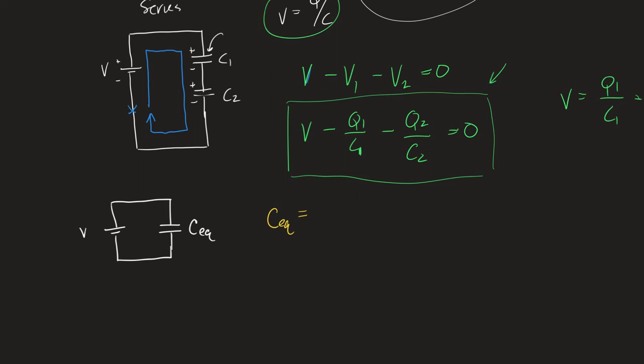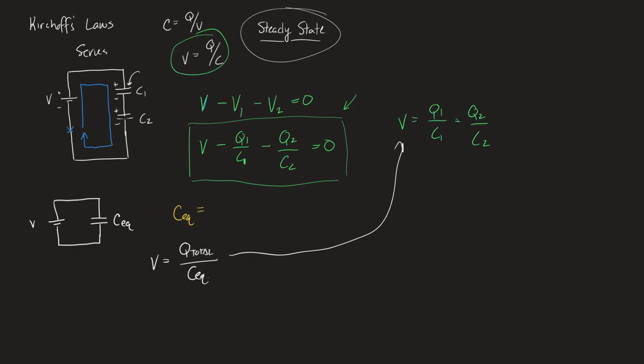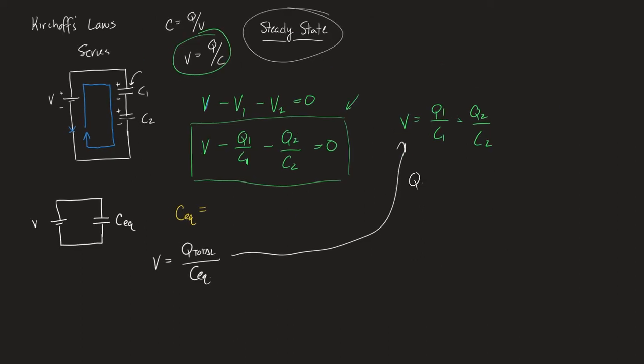Now, the first thing that might not be obvious is, again, whatever this equivalent capacitance is, we know that the voltage would have to be Q total divided by C equivalent. That would have to be true. So in a similar substitution from before, I could write this as Q total over C equivalent equals Q1 over C1 plus Q2 over C2.